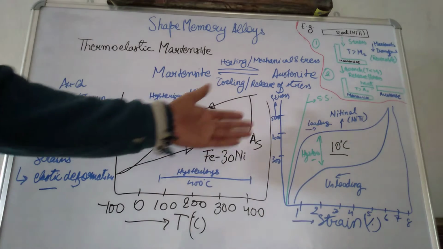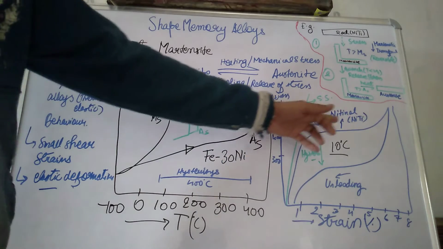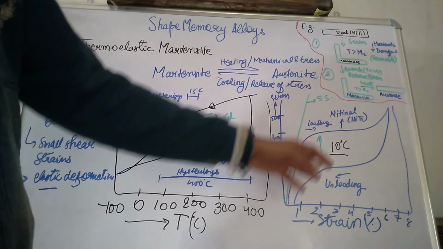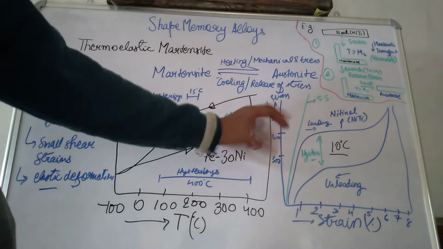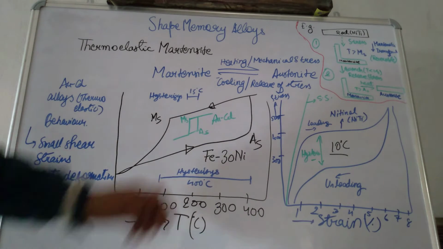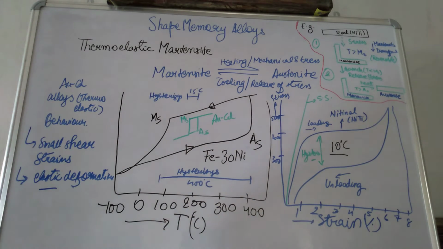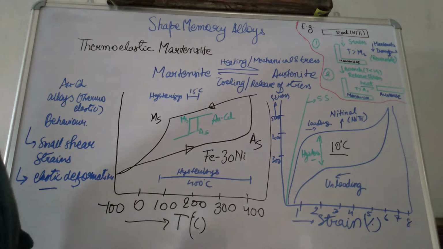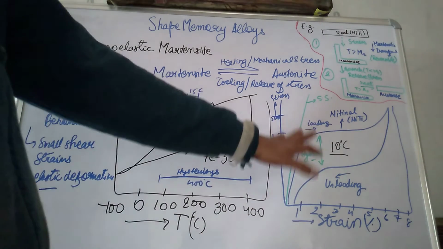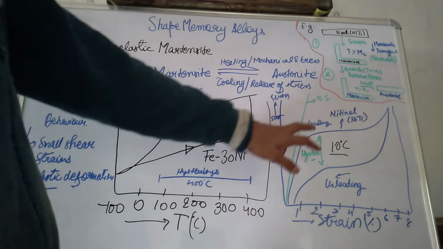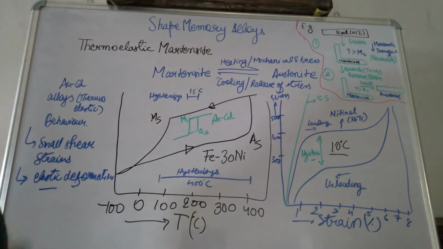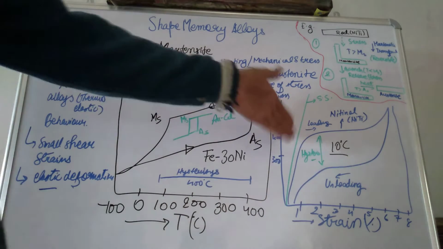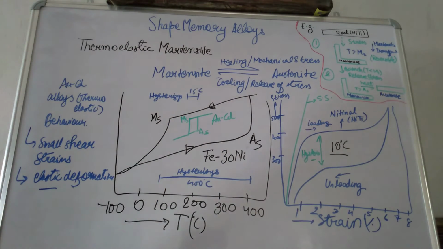That is, when stress is being applied, and during unloading, when the stress is relieved, we are able to recover the strain. This is a very typical stress strain curve which is not usually seen in ductile material behavior. This is carried out at 10 degrees Celsius, and we can see a small hysteresis visible between the unloading and loading curves.